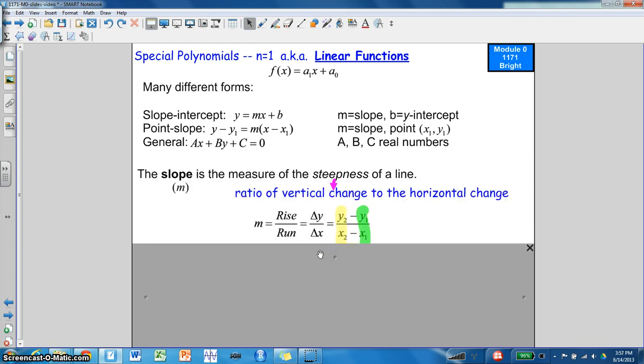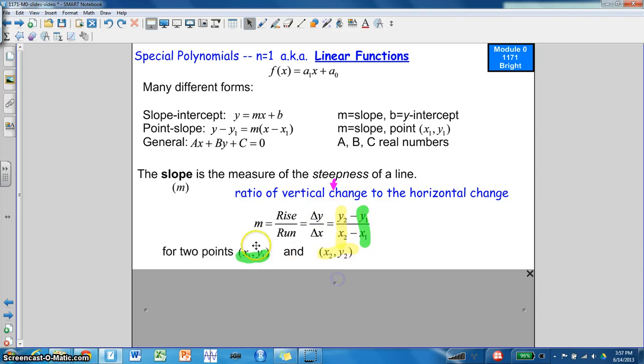Then I mentioned slope. We all remember this, hopefully, from previous courses, but it's really the steepness of a line. We talk about it as the ratio of vertical change to horizontal change, so rise over run is what we commonly remember. We do see this notation later on in the course. The triangle, it's not a triangle, it's called delta, a Greek letter. Delta y over delta x represents the change in y over the change in x.